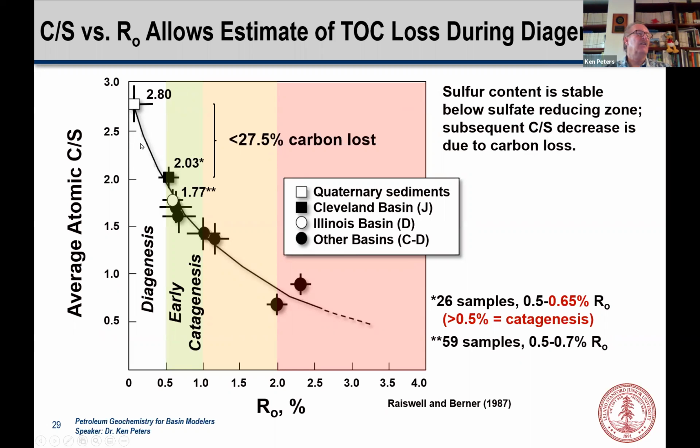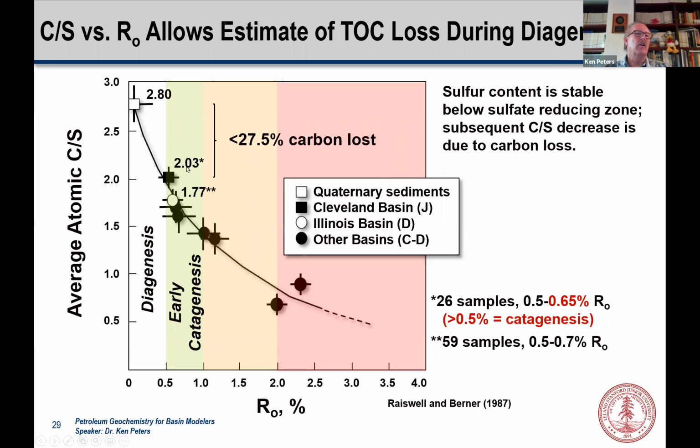Now, this is a little bit deceptive because this 2.03 right here is a sample that involved a reflectance of about 0.65. So catagenesis begins at 0.5. So this is probably a little bit of a high number.